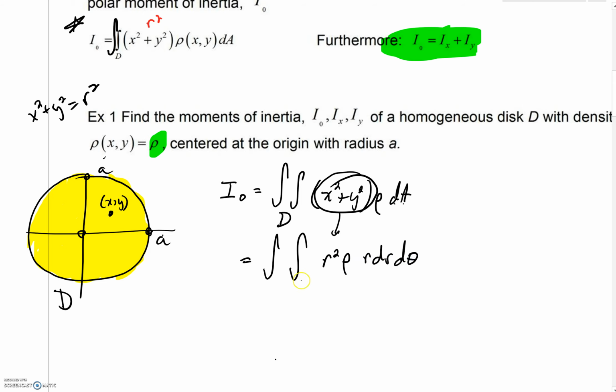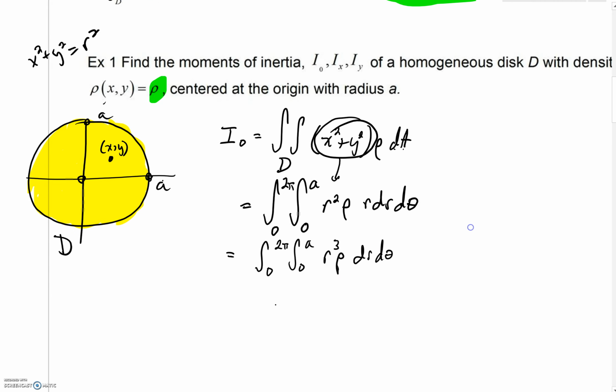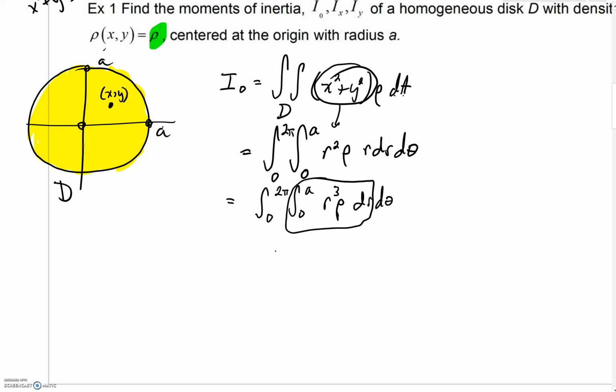And what about our r boundary? As you're looking in yellow here, we go from a radius of 0 to a radius of a. And how about our thetas? We're going to go between 0 and 2 pi. Now it's just a matter of cleaning this up and finishing this off quickly. This becomes r cubed rho dr d theta. Of course, we could have put rho out in front. Let's just work this inner integral out.